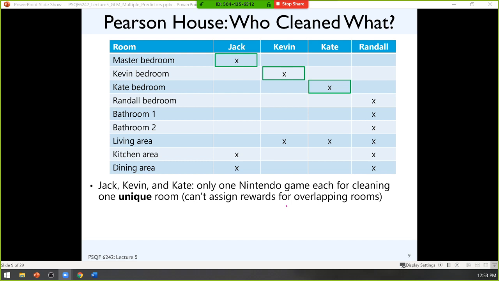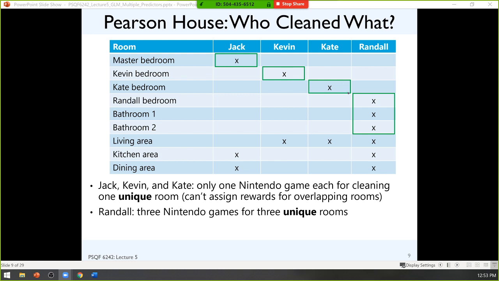But how do we know who actually cleaned the living room? Because all 3 of them claimed that they did it. And likewise for the kitchen and the dining room. So what's going to happen is that each person should only really get credit for the room that they cleaned that no one else said they did. That's the only fair way to solve this problem. So Jack, Kevin, and Kate each get 1 game, and Randall gets 3 because he did 3 rooms.